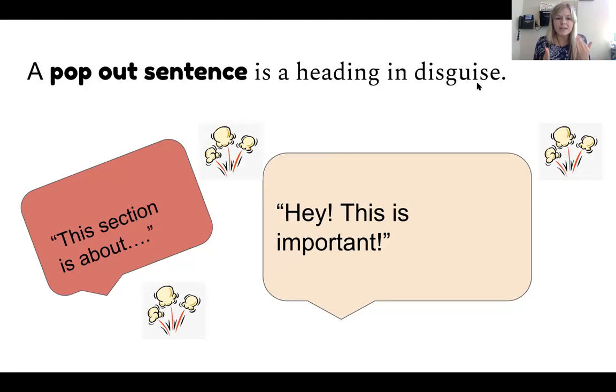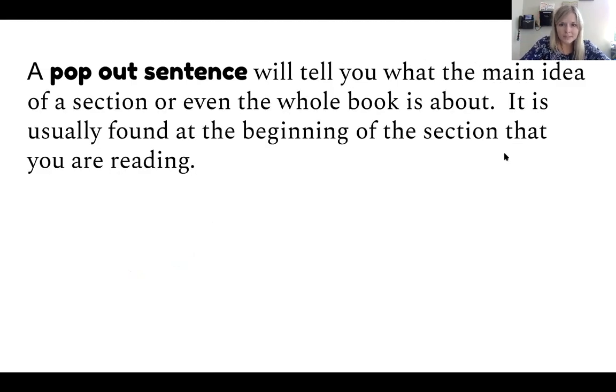It jumps off the page and it signals for you to think, oh, wow, that's what this section is going to be about. That is the main idea that I'm going to be thinking about the whole time. A pop-out sentence really pops out at you. A pop-out sentence will tell you what the main idea of a section or even what the whole book is about. It depends. It is usually found at the beginning of the section that you are reading.